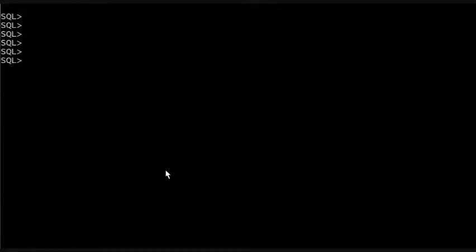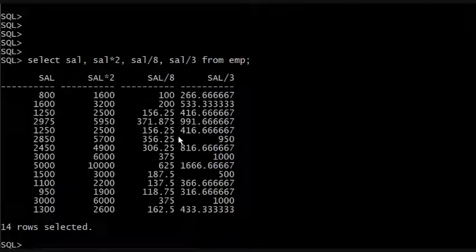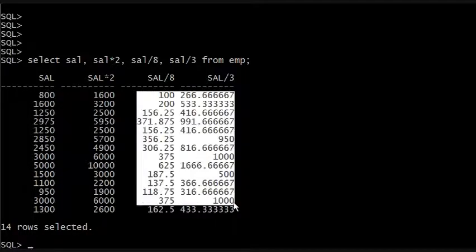So that's rounding. So let's say select sal, comma, sal times 2, sal divided by 8, sal divided by 3 from EMP. 4 columns: salary, double the salary, an eighth of the salary, a third of the salary. So here's salary, sal times 2, eighth, third. All right. These are whole numbers. These are whole numbers. Here we have some decimals.